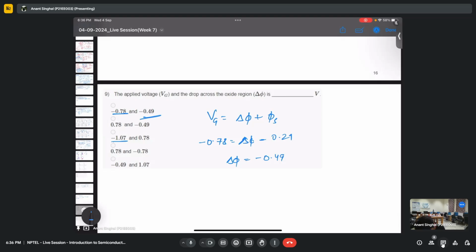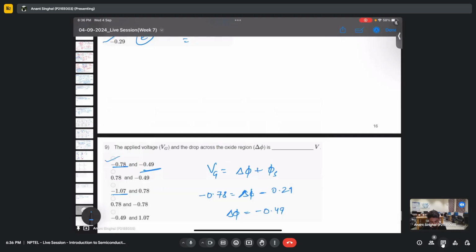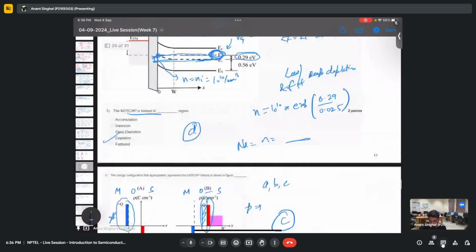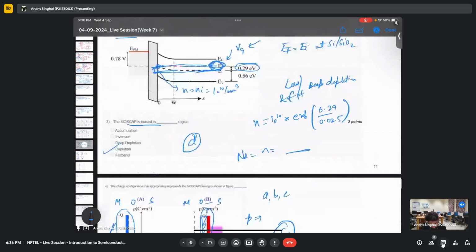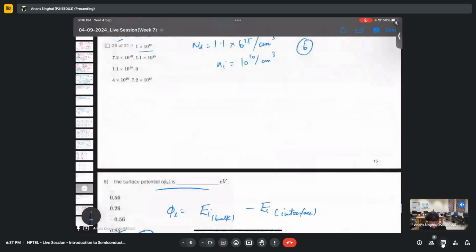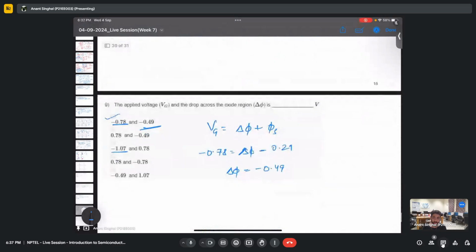Please try to calculate it. Either it will be this or this. The gate voltage should be negative for the PMOS to get it into the depletion. So there are two options in which the gate voltage is negative, and I'm trying with both the options. This is more of a guess, because we cannot calculate the gate voltage without all the information. So you can try with both the options.